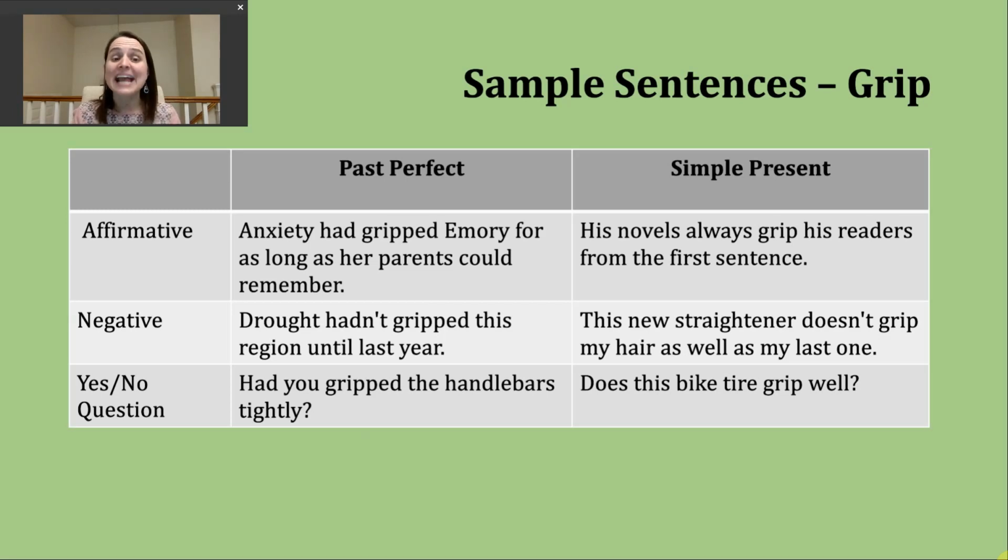Let's look at making a yes or no question in the past perfect. To do this, I start with had, then I have my subject, okay? And then I have the participle form of the verb. Here's my practice sentence. Had you gripped the handlebars tightly? Okay. So that would tie back to that first definition of kind of holding something tightly with your hands.